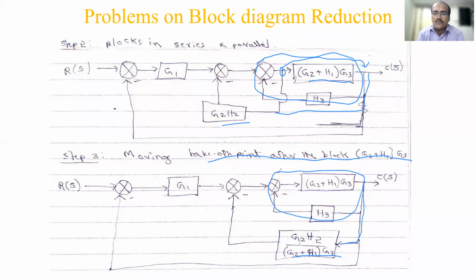That's why applying that formula, you should be cautious. So now here G2 plus H1 into G3 acts as your G, H3 is H, minus sign is there, that's why plus will come. Okay. So once you eliminate this, whatever you have simplified, the new block will become your new G, and this block will act as your new H.